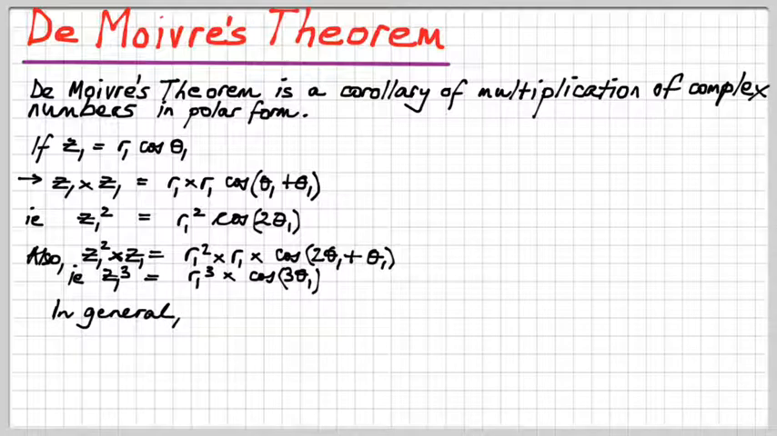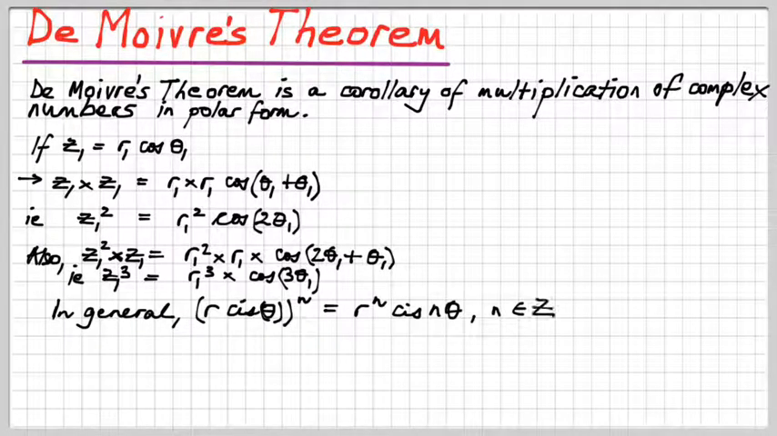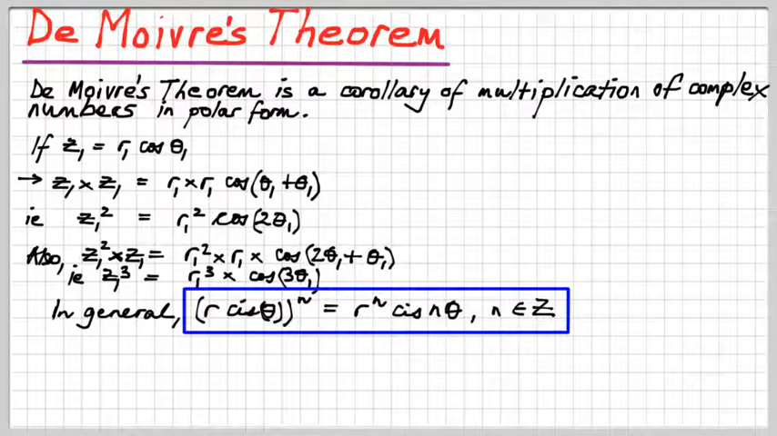So in general terms, what we can say here is that if you raise r cis theta to the nth power, you raise the modulus to the nth power, and you just take n times the angle, where n is an integer, okay? N is an integer. You get that? Not a complex number, an integer, all right? Z means integer. It's the set of integers, remember?